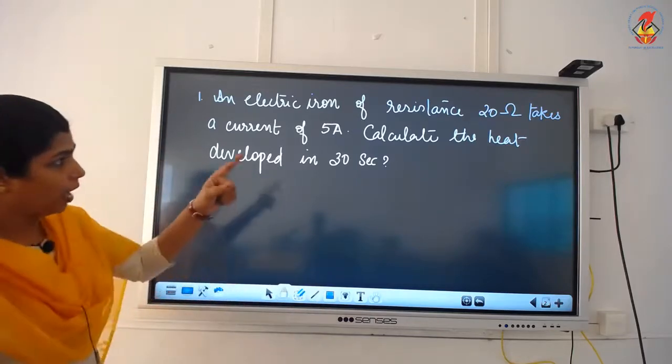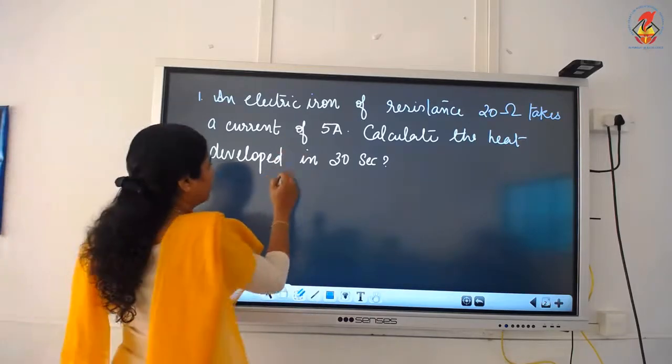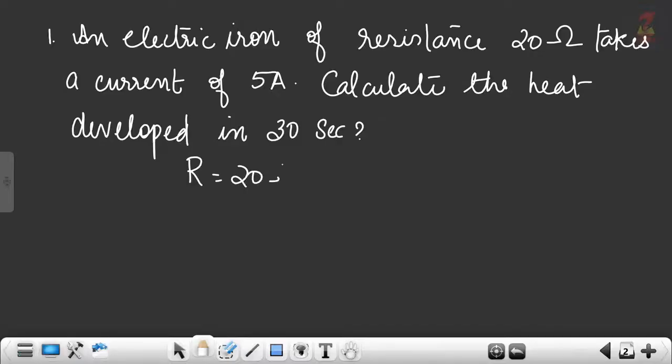So, first, the resistance is given, R is equal to 20 ohm. Then current is given, I is equal to 5 ampere. Then time is given, that is 30 seconds. Here the time is given in seconds, so no need to worry about it. If it is given in hours or minutes, you have to convert it into seconds. Now, I is given, R is given and T is given.